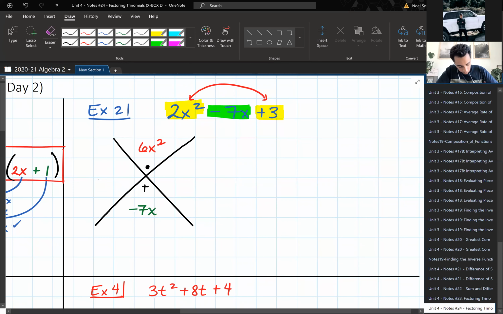I would want to use negative 6x and negative 1x. Because if I multiply negative 6 times negative 1x, I get positive 6x squared. But if I simply add them, negative 6 plus negative 1x, I would get negative 7x. So those are the two terms that I have found.